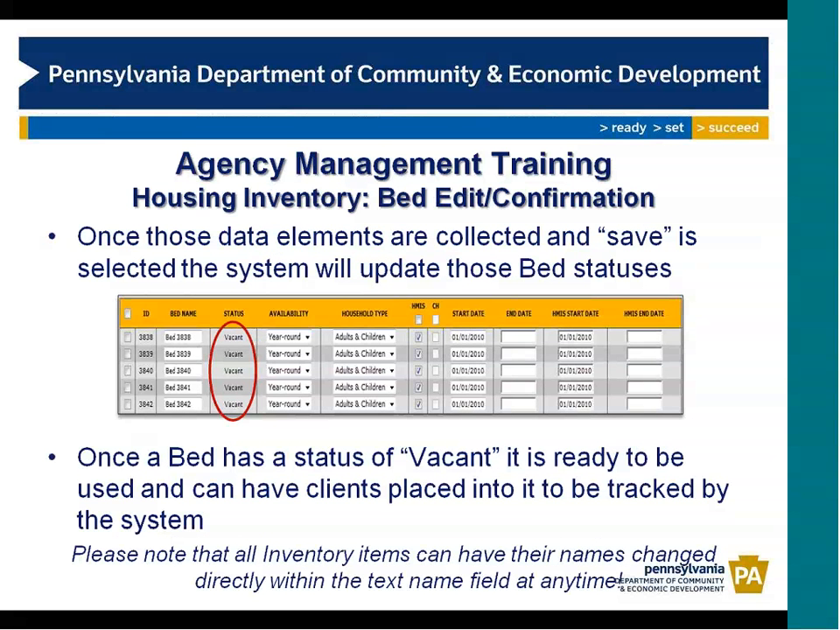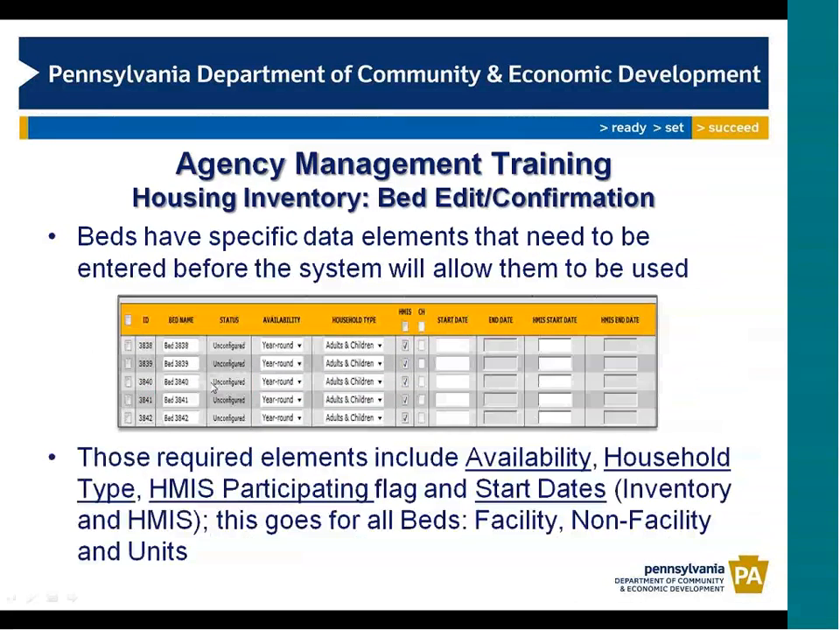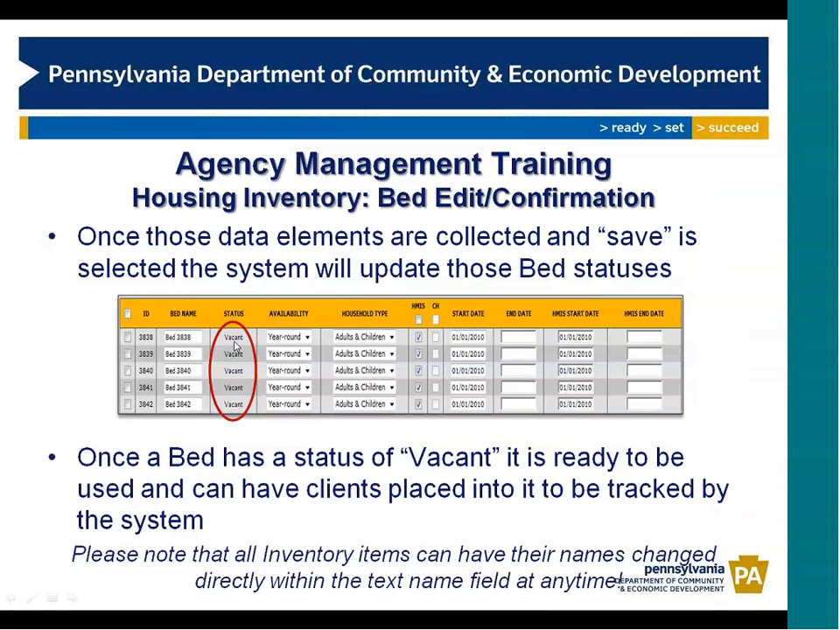Once a specific bed has been configured, basically has all availability as well as start dates and accompanying HMIS dates, and you hit the Save button up at the top, the system will turn the status from unconfigured, which means it's not ready, to vacant. That's basically our default configured status. A vacant bed basically means, hey, I'm ready to allow people to check in.